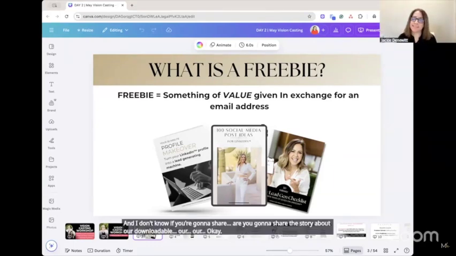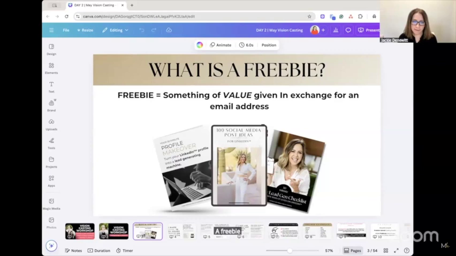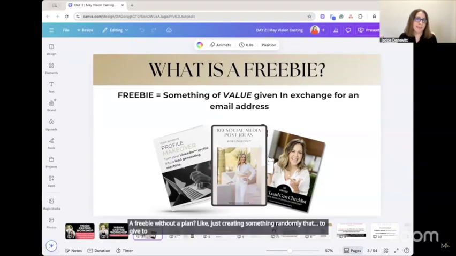Okay. But I think you just hit on something so important. A freebie without a plan, like just creating something randomly to give to your audience, that's not going to do you any good, right? It needs to be extremely strategic.